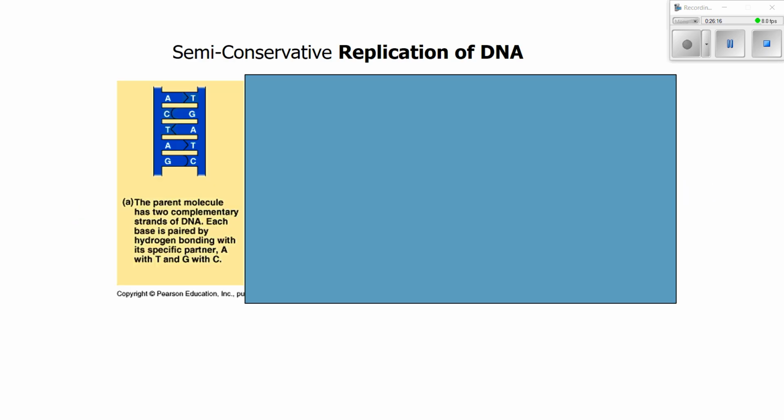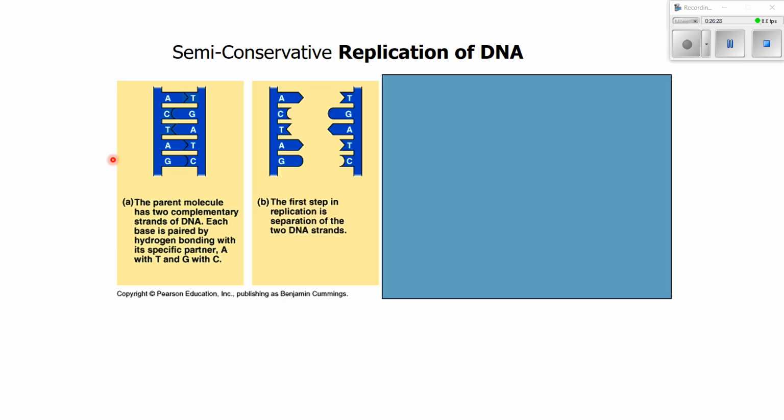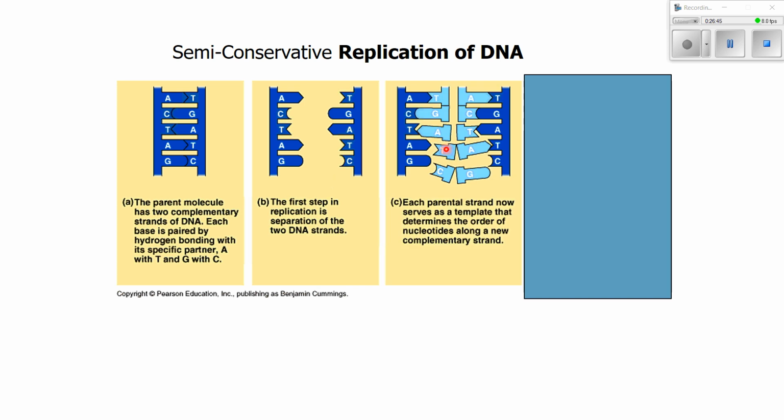So just really quickly, because we're going to go through this in a lot of detail tomorrow, the semi-conservative model simply says that when DNA is copied, the two original strands of DNA are separated from each other, and the A's and the C's and the T's and the G's on those old strands serve as a template, or a pattern, to direct what the new strands are going to look like.